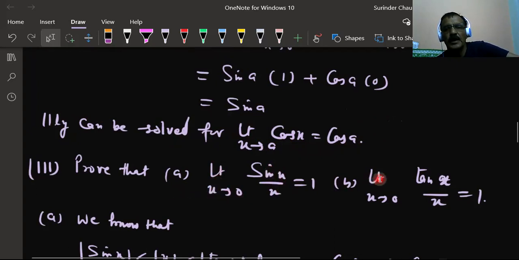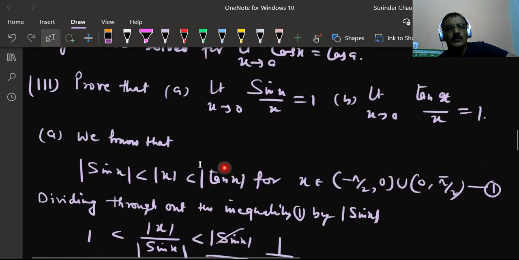And next, prove that the limit as x approaches 0 of sin x upon x is equal to 1, and the limit as x approaches 0 of tan x upon x is equal to 1. Let's go to the first result. So in order to prove this result, we use the inequality which we proved in the previous lecture.